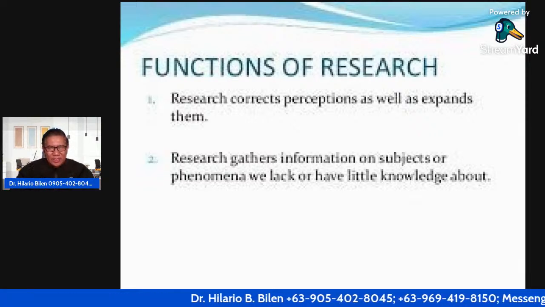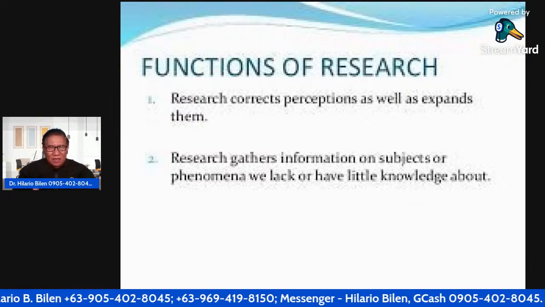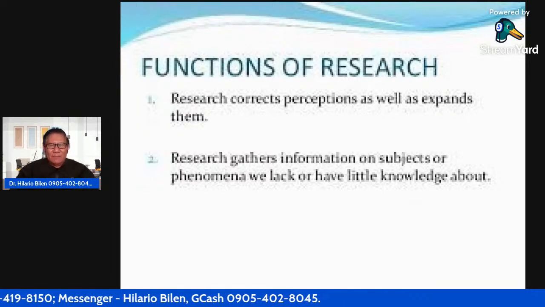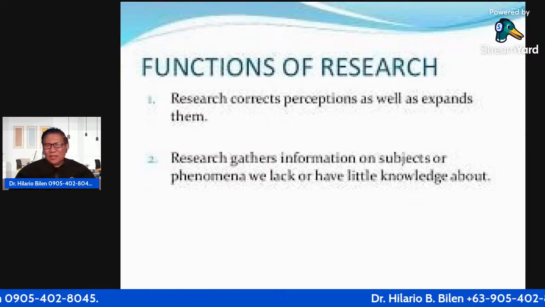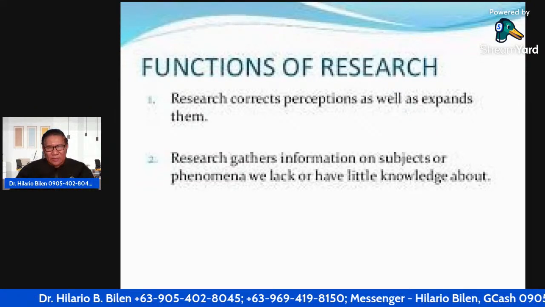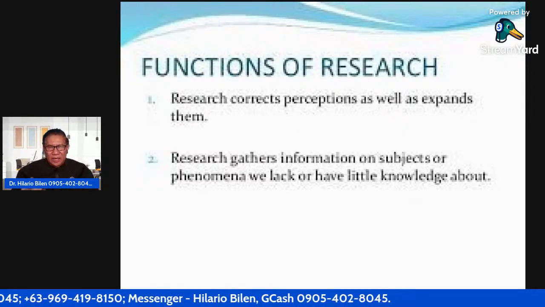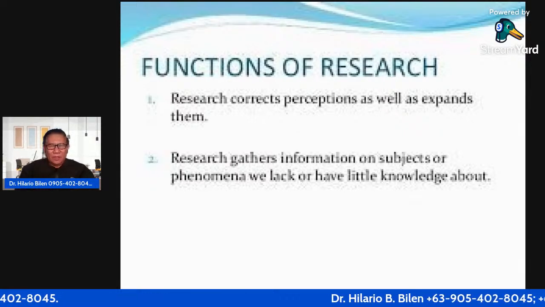Secondly, research gathers information on subjects or phenomena we lack or have little knowledge about. I believe you know it very well. We heard something like this: little knowledge is very dangerous. Okay? Little knowledge is very dangerous. That's why we have to do research again and again in order for us to learn more about things, about life. Okay?